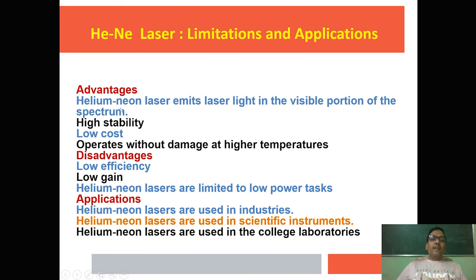So advantages: the helium neon laser emits laser light in the visible portion of the spectrum, has high stability, is low cost, and operates without damage at higher temperature. And disadvantages are its low efficiency. Its efficiency is more than that of solid state lasers, but still its efficiency is low, it has low gain, and helium neon lasers are limited to low power tasks.